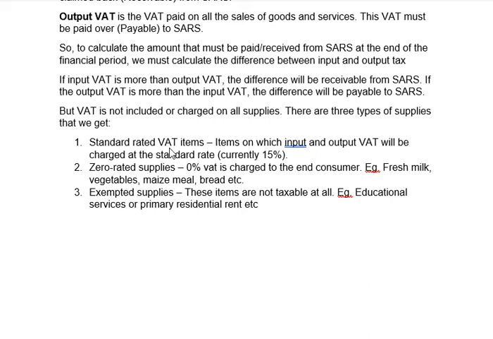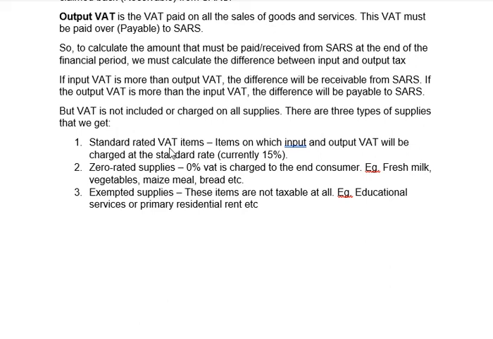What are those items? When you pay your fees here at the university, your educational services, those are currently VAT free. Or if you pay your primary residential rent, the house that you stay at, that rent is VAT free. It's not when you rent business premises. Unfortunately, there is VAT on that, but your primary residential rent will be VAT free. So there are some items that are exempted from VAT.